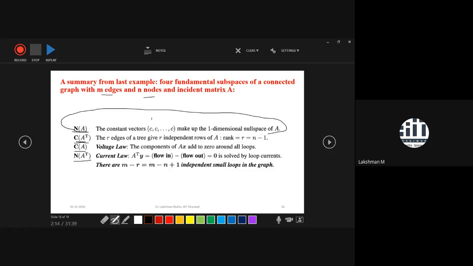Here, very interesting. If you are in circuit theory, you can say that finding the column space of A is equivalent to the voltage law. Finding the null space of A transpose is equivalent to the current law. Kirchhoff gave two important laws. You can verify those two laws here as well in terms of subspaces, the current law and voltage law.